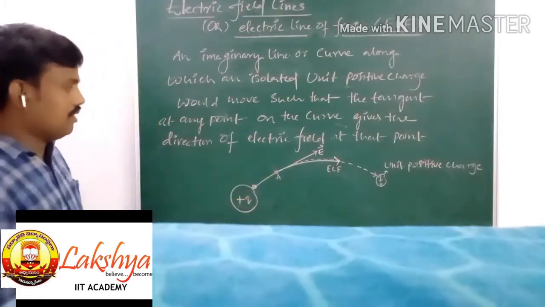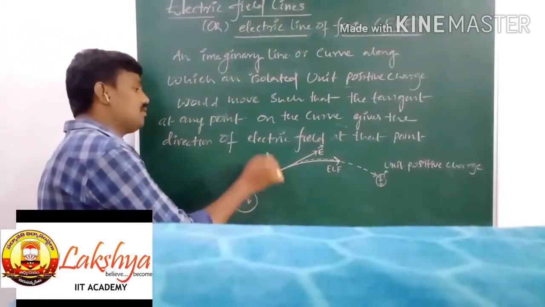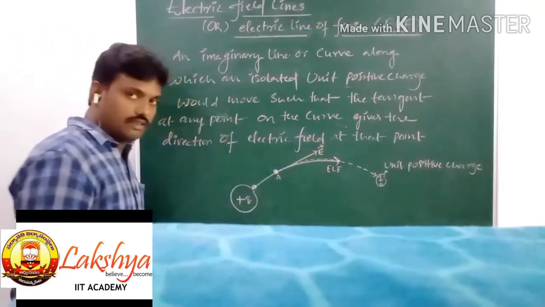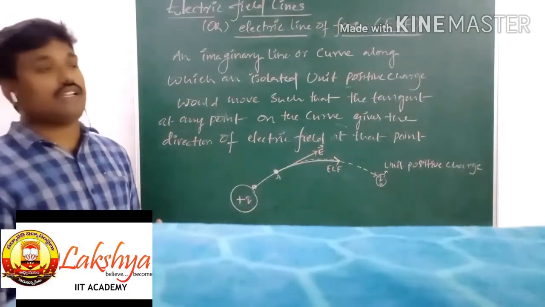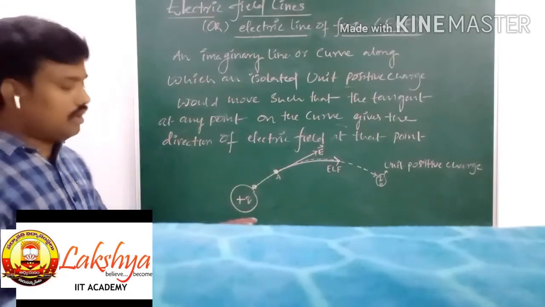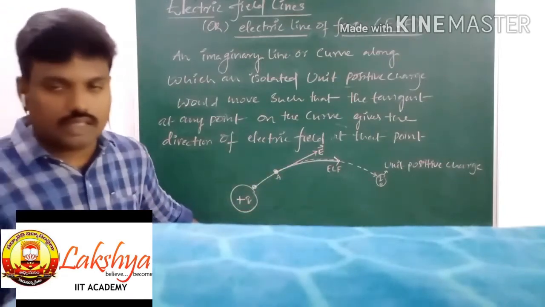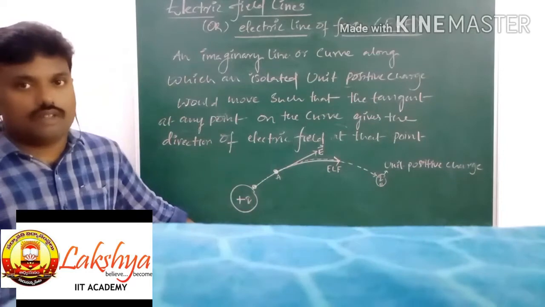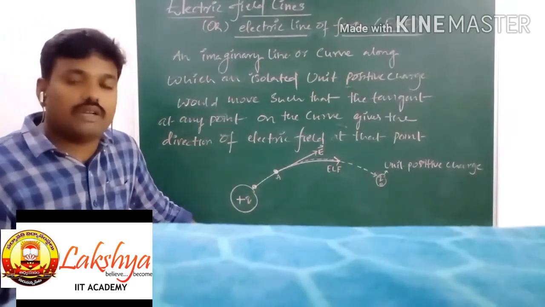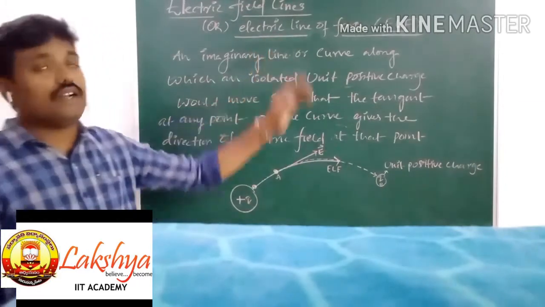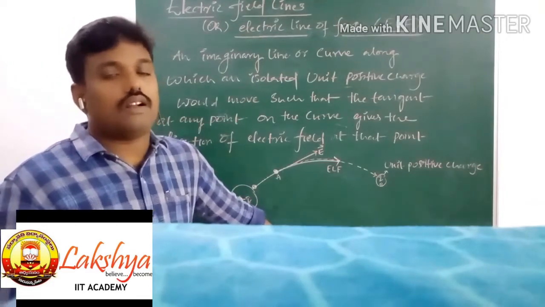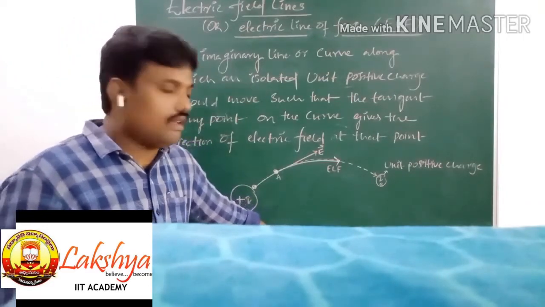On this path, if you consider any point and draw the tangent on it, that tangent must indicate the direction of the electric field at that particular point. You all know that electric field is a vector quantity, so definitely it should have a direction. At each and every point, defining the electric field is possible only with these electric field lines. Without drawing electric lines of force, we cannot identify the direction of the electric field at a particular point.